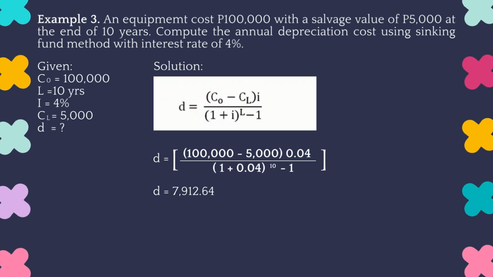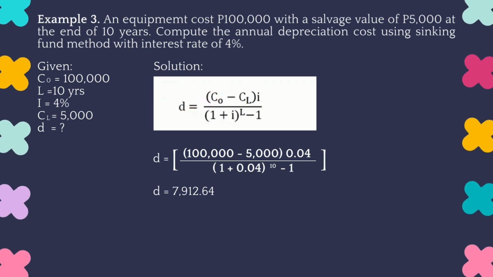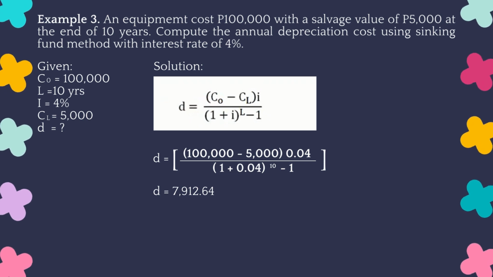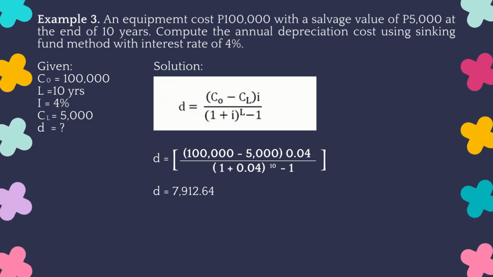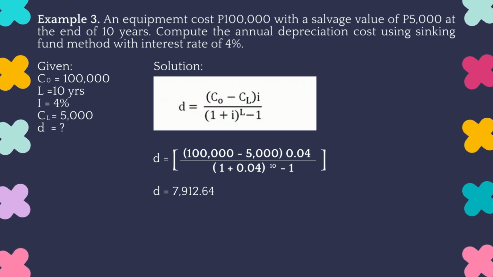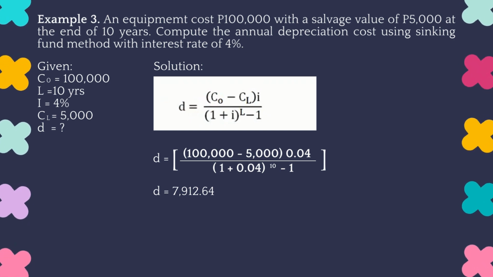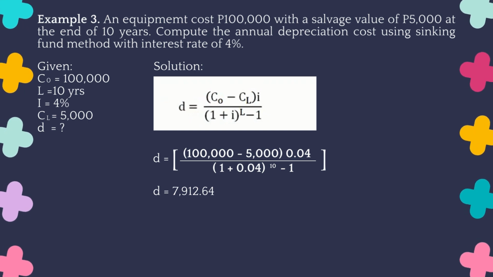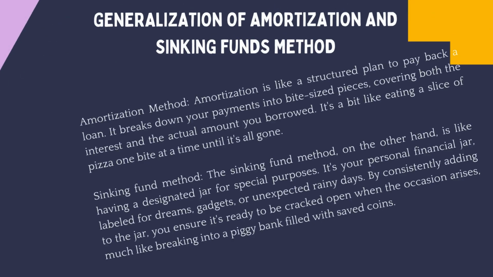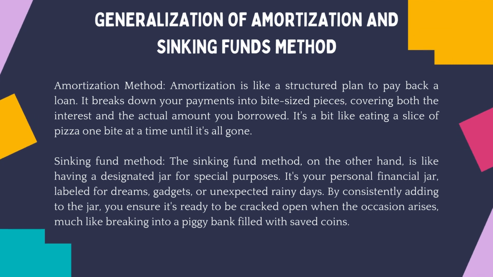So we need to find D by using the formula D is equal to C sub 0 minus C sub L times I over 1 plus I raised to the power of L minus 1. Substitute the values. D is equal to 100,000 minus 5,000 times 0.04 over 1 plus 0.04 raised to the power of 10 minus 1. So D is equal to 7,912.64.